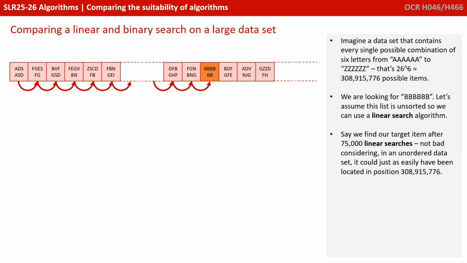We find our target item after 75,000 linear searches. Not bad. Considering an unordered data set, it could just as easily have been located in the very last position. So we got lucky.